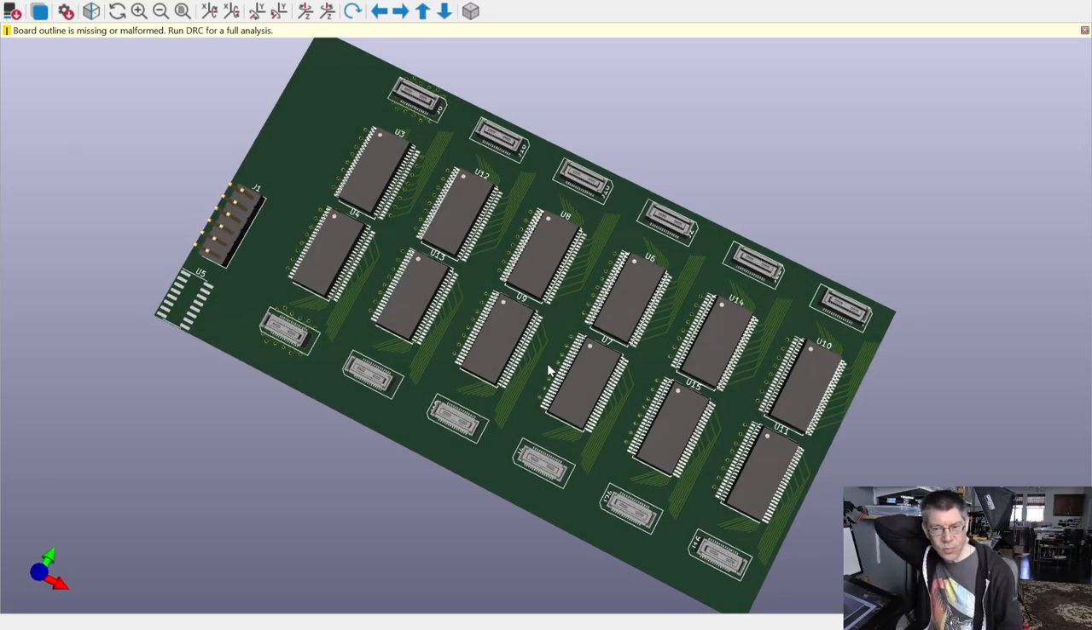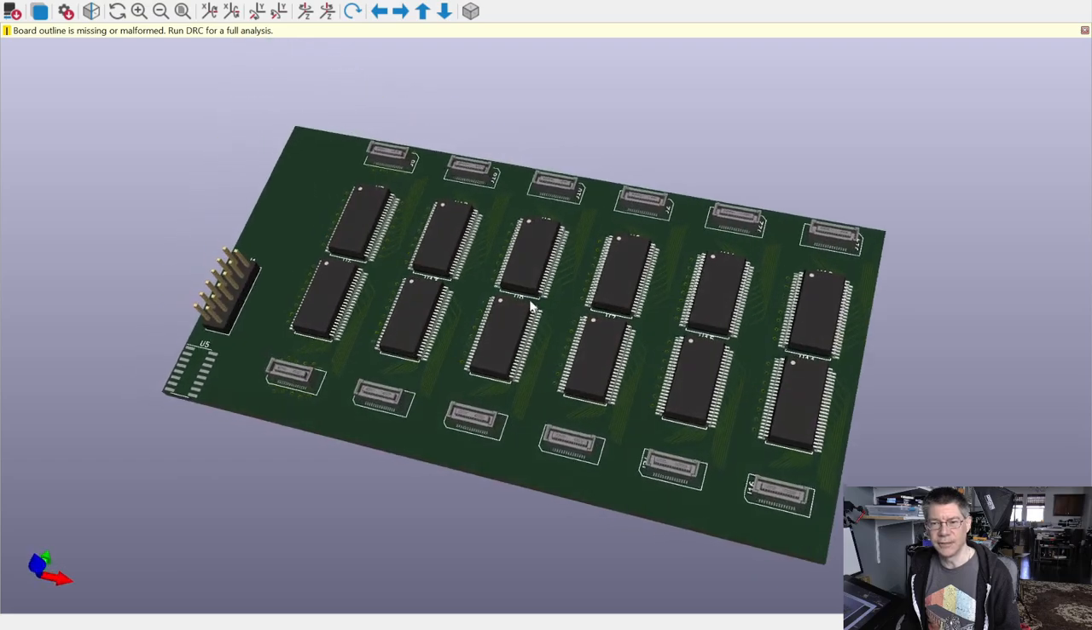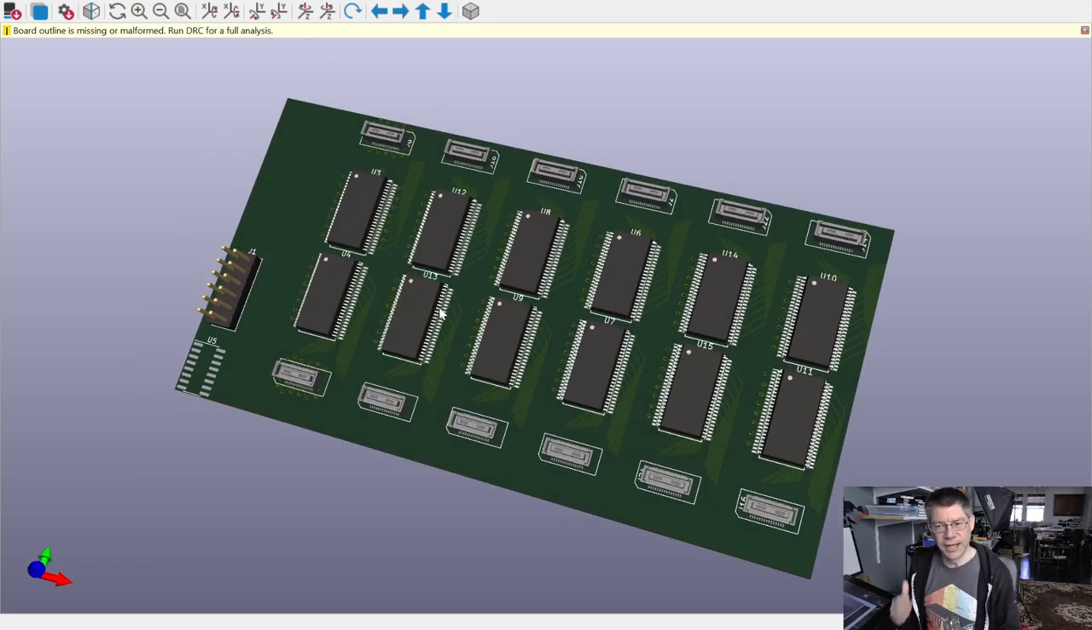The size of this board, I think I got it down to 120 millimeters by 70 millimeters or so, which is pretty small. So I'm pretty happy with that, and I think that's what I'm going to go with. Again, this is not the final circuit. This is just what I've been playing with. So, all right.